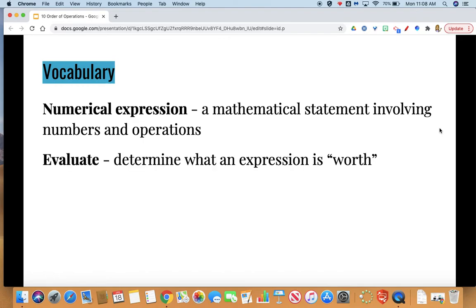Evaluate. It just determines what an expression is worth. Okay, so we're going to evaluate our expressions today. We're just going through and solving the different pieces that we see within our expression. That's called evaluating. Make sure you have both of those definitions down. Press pause if you need more time.